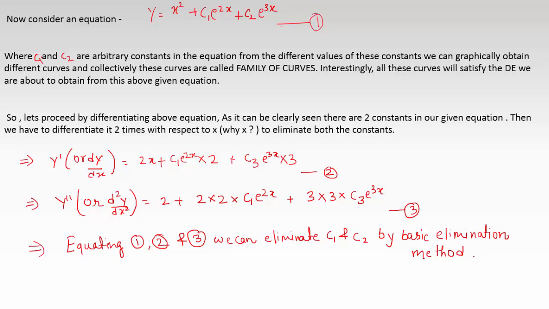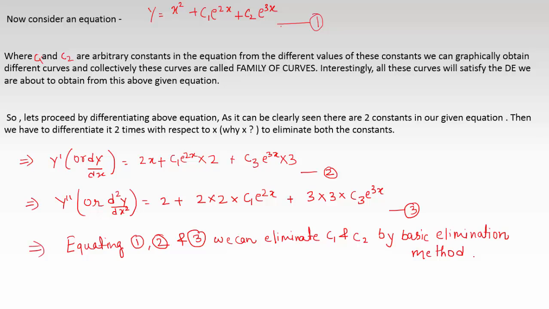Now we find the second derivative y double dash, or d2y by dx square, equals 2 plus 4 c1 e to the power 2x plus 9 c2 e to the power 3x. These are simple differentiations we have done by the simple chain rule. Now by combining all 3 equations, we can eliminate c1 and c2.